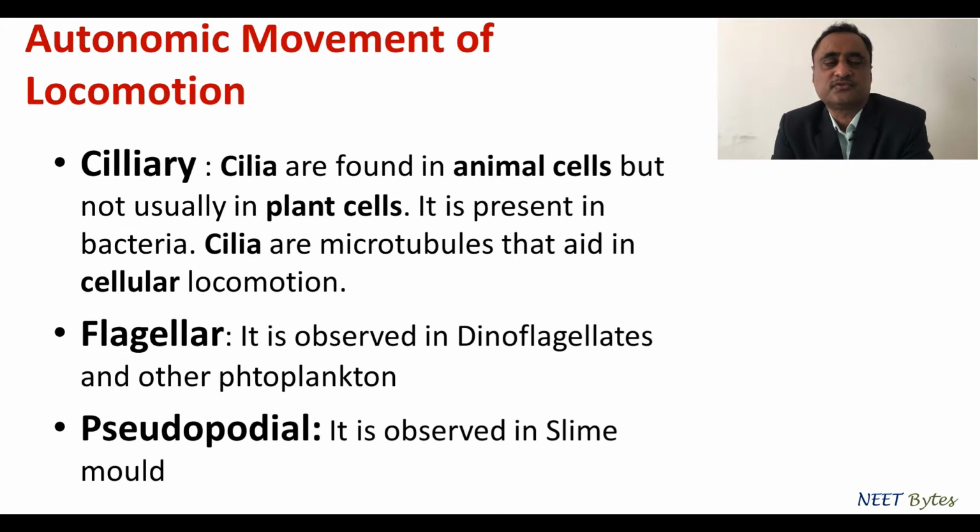First of all, the movement of locomotion. These are the well-known movements of locomotion: ciliary, flagellar, and pseudopodial. In case of ciliary, it is mostly observed in animal cells. There are a few lower groups in which you can identify cilia, but mostly they are present in animal cells, and cilia are nothing but microtubules.